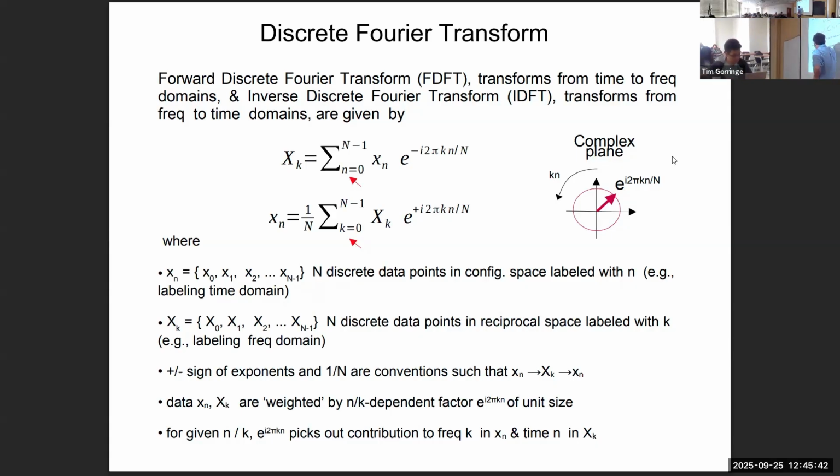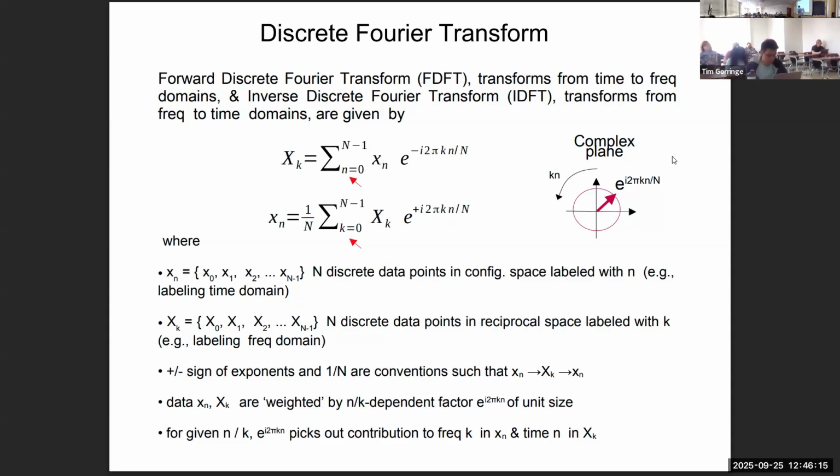It's a series of samples obtained at different times. x0 was the sample at time 0, x1 the sample at time tick 1, x2 is the sample at the next time, time tick 2, and so on, up to the total number, uppercase N, of samples. So that's our time domain data.